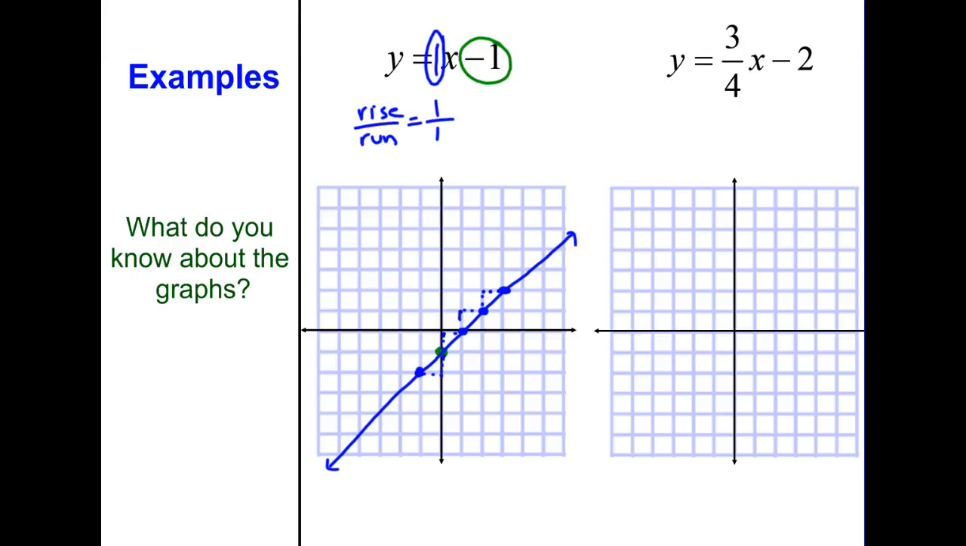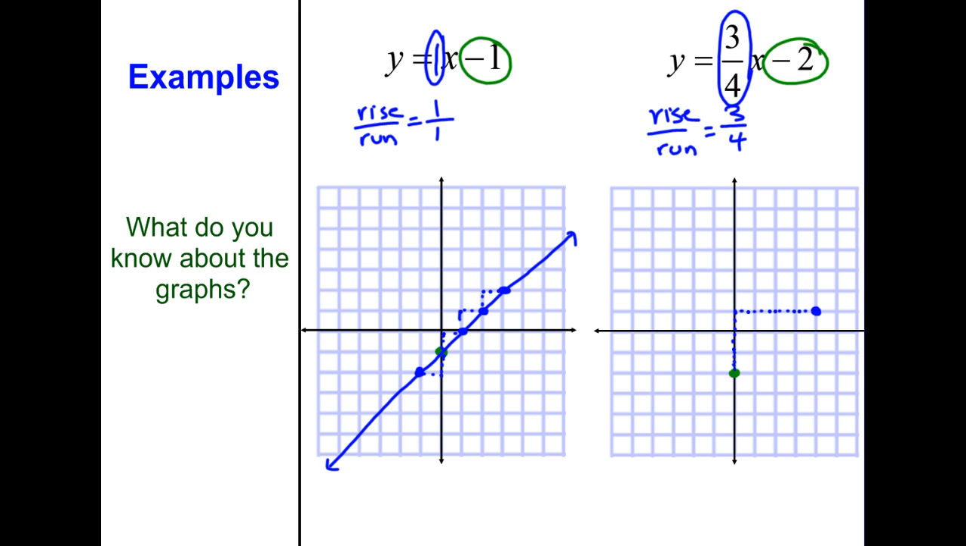Again, I'm going to look at my slope. Here's my slope. That's my rise over my run. And we have our y-intercept. Our y-intercept's at -2, so I'm going to go down 2 on my y-axis. And now again, slope is rise over run, so we have 3/4. That means I'm going to go up 3, 1, 2, 3, and I'm going to go over 4, 1, 2, 3, 4. And there's going to be my next point.